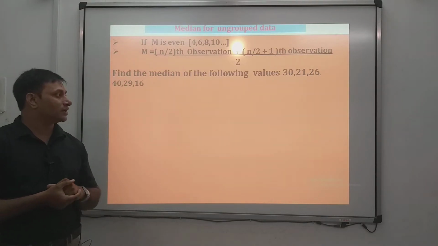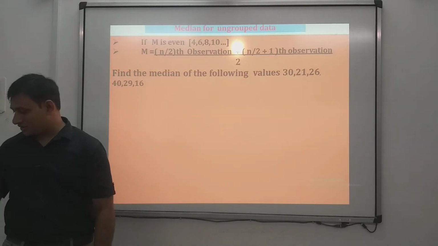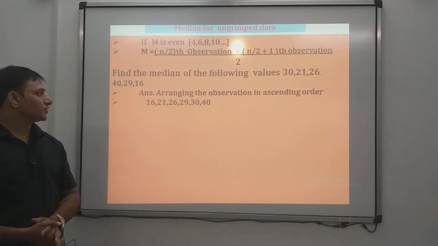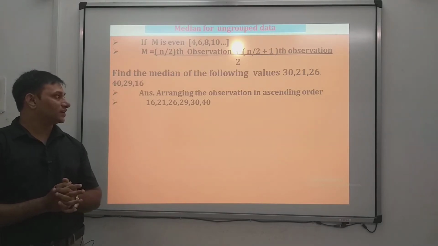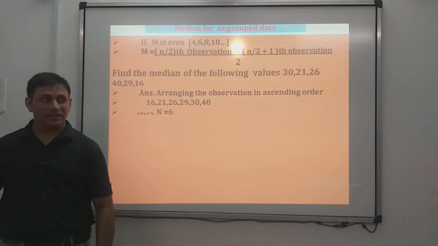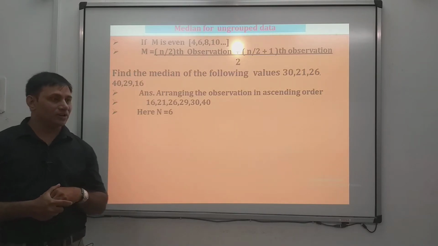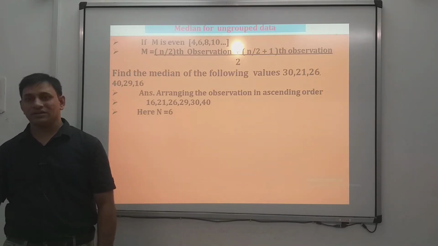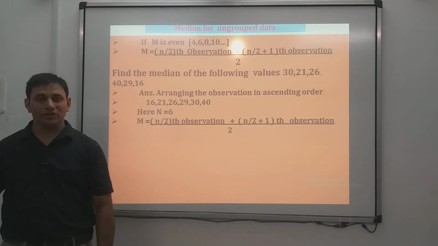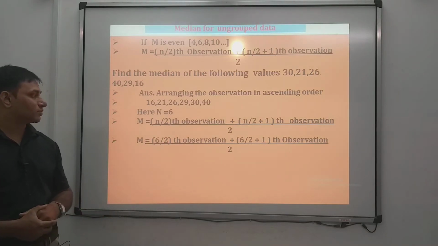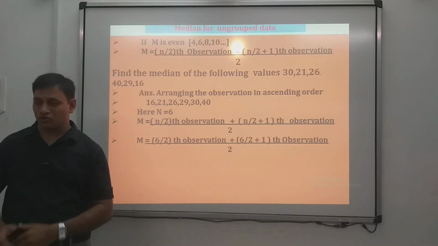Students, what do we do first? We need to arrange in ascending order. The observations after arranging in ascending order are 16, 21, 26, 29, 30 and 40. Here n is 6. Put the values in the formula. Formula is m is equal to [n by 2th observation plus (n by 2 plus 1)th observation] divided by 2. Put the value n is equal to 6. So putting the value, I got 6 by 2th observation plus (6 by 2 plus 1)th observation, divided by 2.